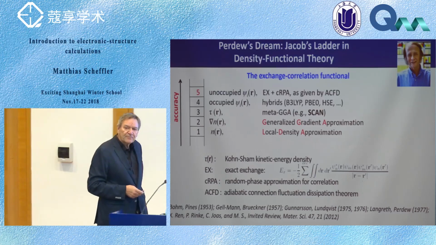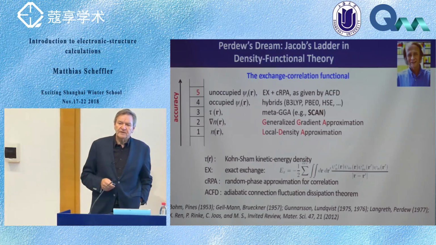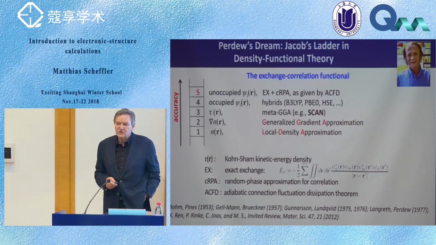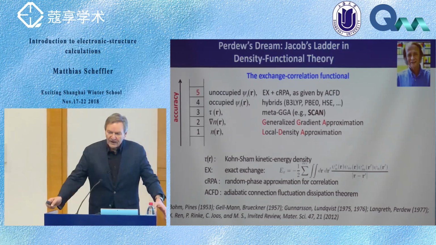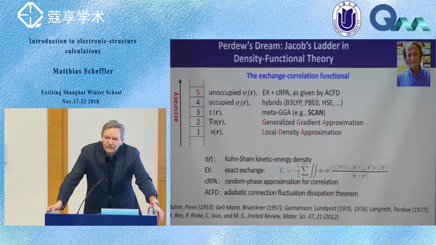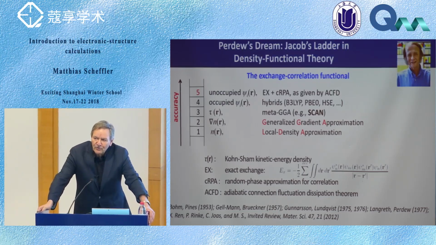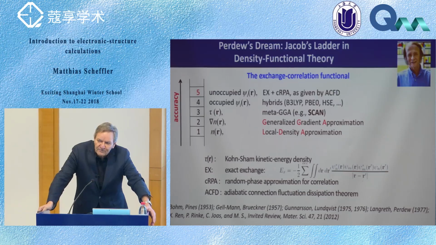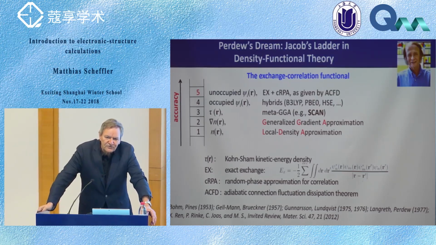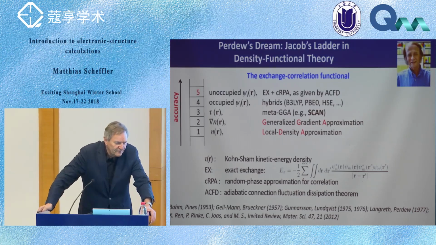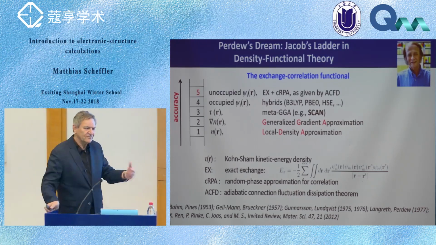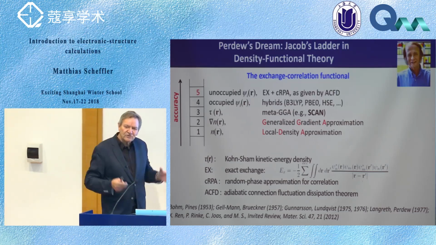Now, the different approximations are typically grouped in what is called Jacob's ladder. Now, I call this Perdew's dream. This is actually my phrasing. And the reason why I call this Perdew's dream is that he invented this name Jacob's ladder. And Jacob's ladder is a religious term. It comes from the Old Testament or from whatever. I'm not really so religious, but I read this. So the idea was that Jacob had a dream.